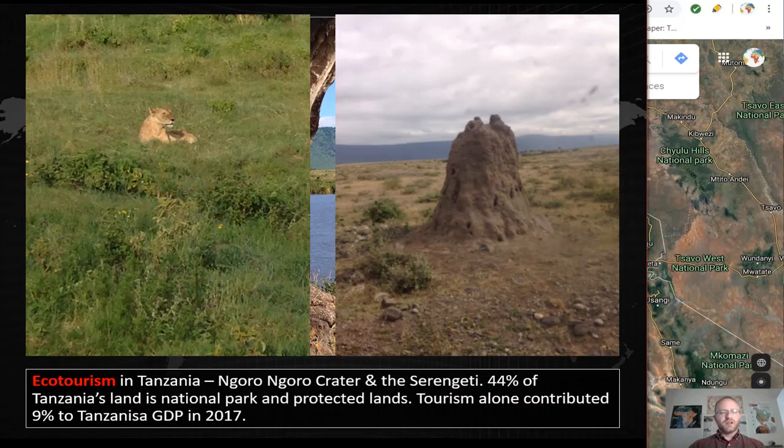Now, the picture on the left is a female lion, and the picture on the right is a termite colony. These termites are massive compared to American termites and can cause some major damage.